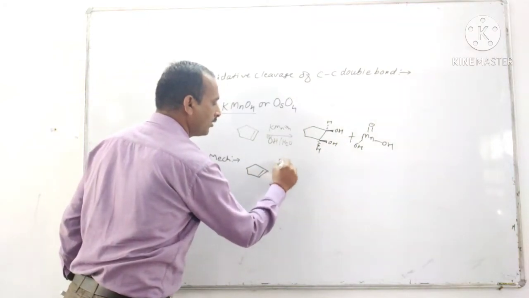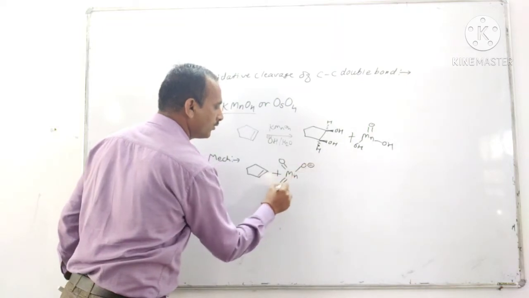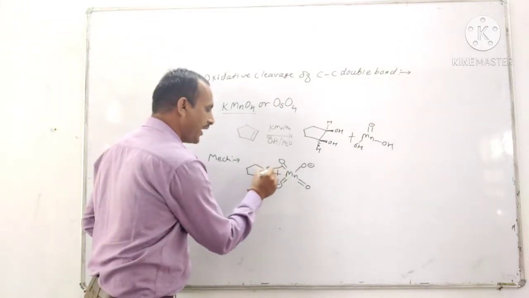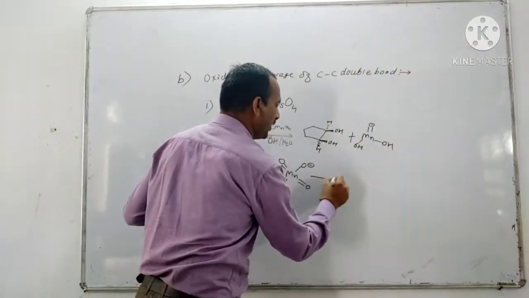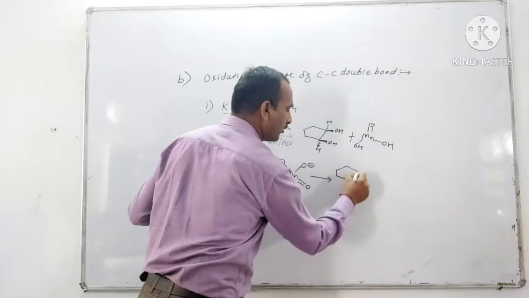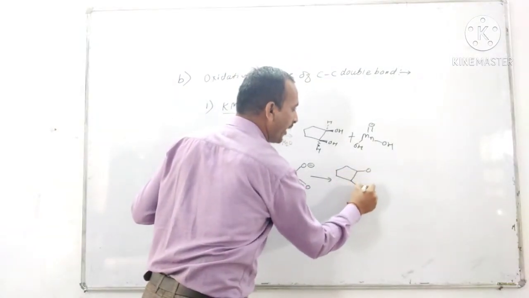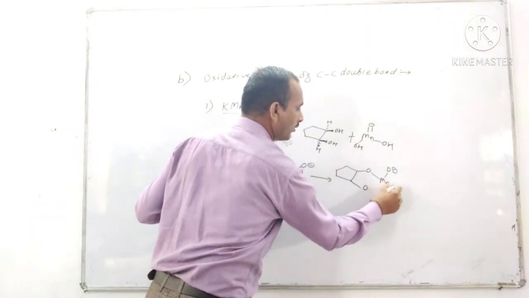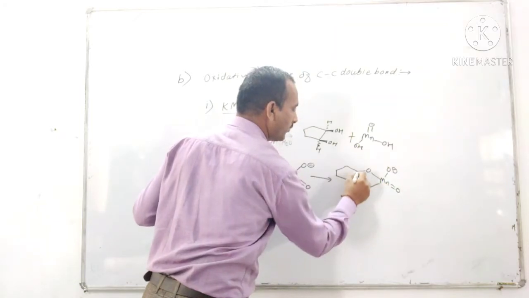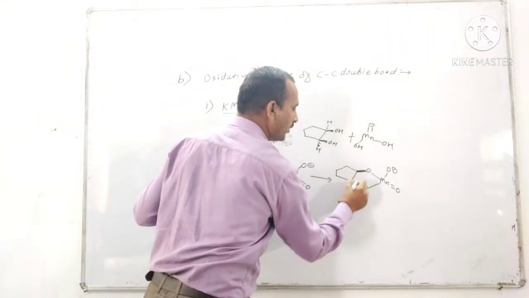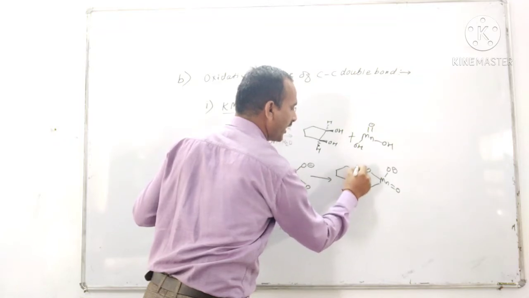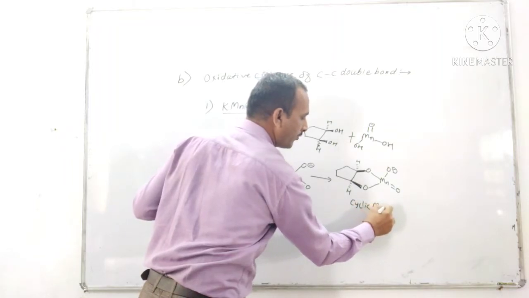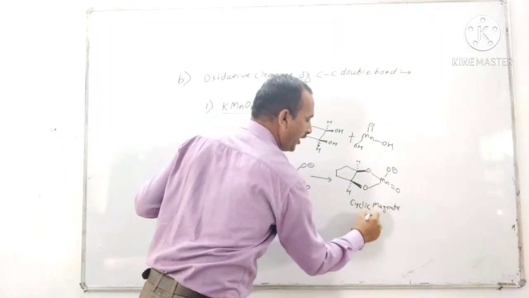Plus MnO4 minus, potassium permanganate. Now a syn addition takes place to form the cyclic manganate intermediate. A syn addition occurs to form the cyclic intermediate. This is a cyclic manganate intermediate.